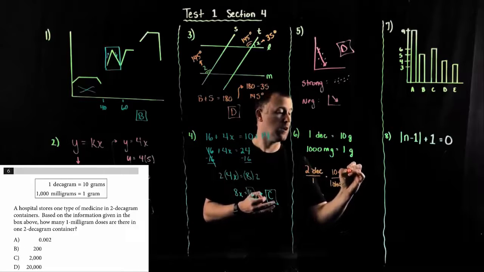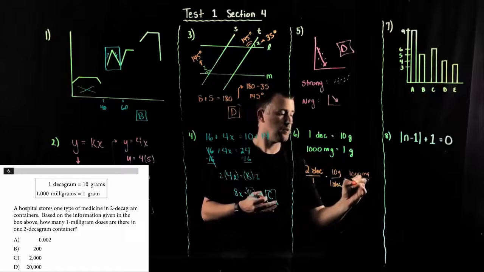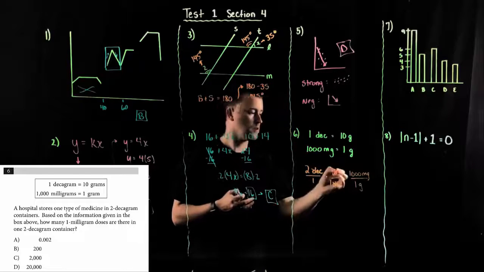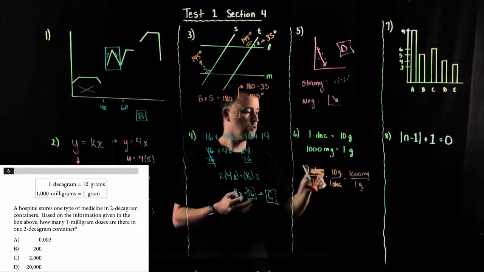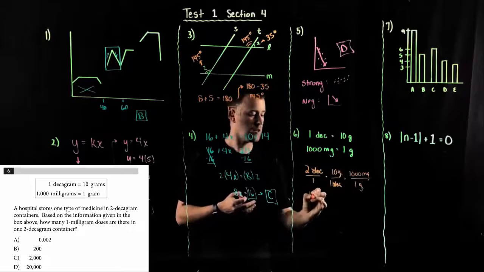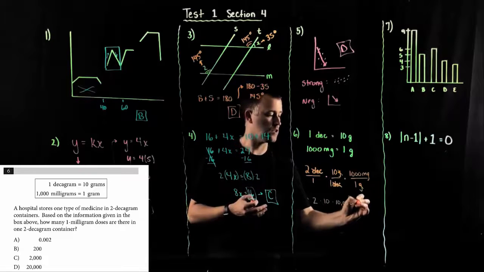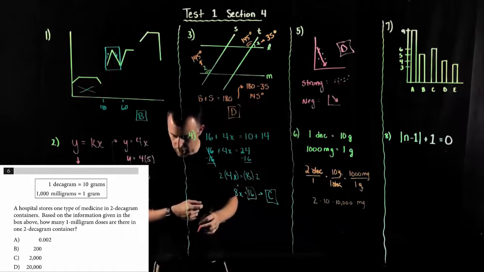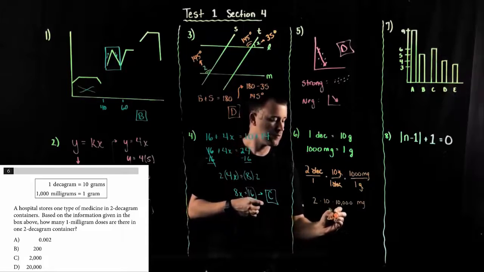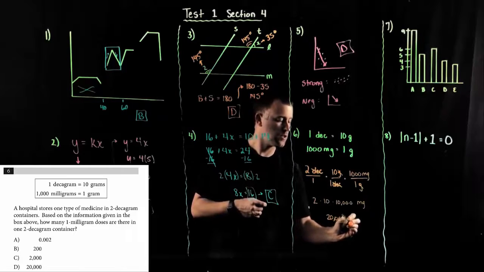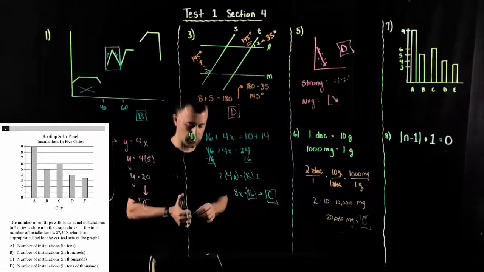So I'm going to put the 1,000 milligrams on top, and then on bottom, I'm going to put 1 gram. Now you're going to see that the grams cancel, and the only unit left is milligrams. So we have 2 times 10 times 1,000 on top, and it's just going to be milligrams. You multiply those all out and you get 20,000 milligrams, which in this case is D. So that's number 6, using conversion factors.